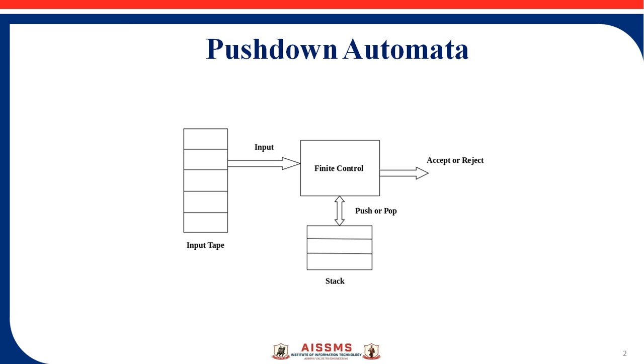These are the basic components of PDA: an input tape, finite control and the stack. Input tape is divided into many cells or symbols. The input head is read only and may only move from left to right, one symbol at a time. Finite control has some pointers which point to the current symbol which is to be read.